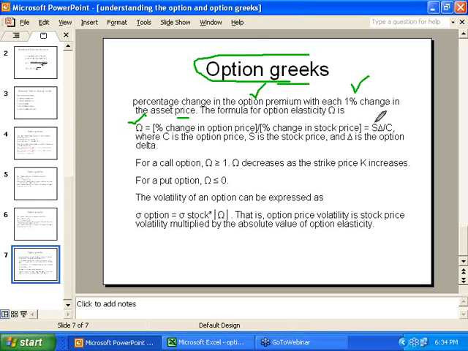This is explained as the stock price, the underlying asset price, multiplied with delta divided by the option premium. And how does ohm behave? Ohm of the call option is always greater than or equal to 1 and it decreases as the strike price increases. Ohm of the put option is always less than 0 and it must be negative. That also decreases once the strike price decreases. And with respect to this ohm, you can find out the volatility of the option.